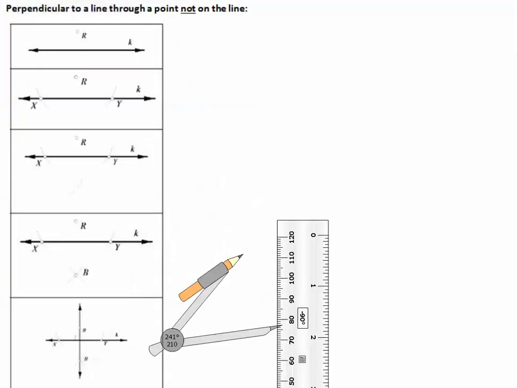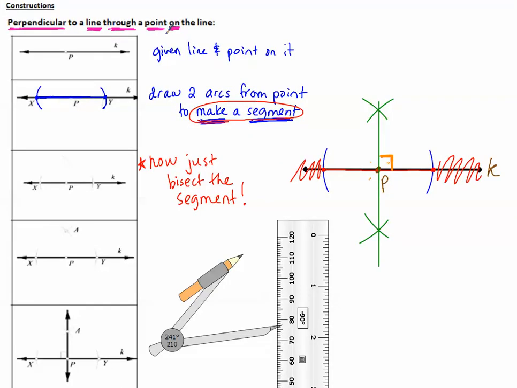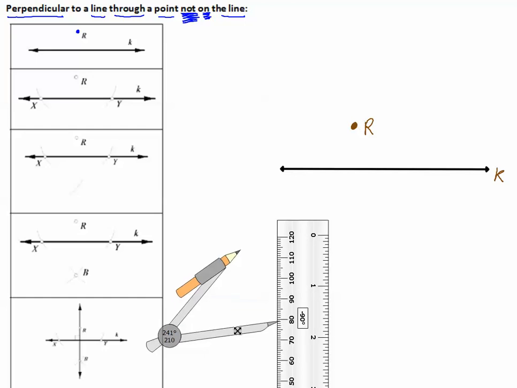Let's take a look at constructing a perpendicular to a line through a point not on the line. Does that sound familiar? Well, remember what we just did. We constructed a perpendicular through a point on the line is what we just did. This one, the point is not on the line. See, it's above it right here. So here's my line K and my point R above it. Now, this is actually identical to the process we just did.